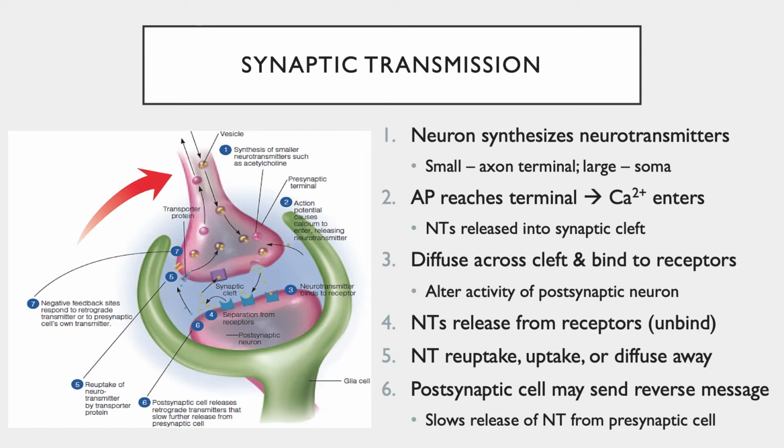In step 6, the postsynaptic cell may send reverse messages, and in this case, the postsynaptic cell actually releases neurotransmitters to the presynaptic cell. This slows the release of neurotransmitters from the presynaptic cell, so it serves as a feedback mechanism. This is one of the ways in which marijuana exerts its effect. Many drugs, including medications, work by affecting synaptic transmission in some way.